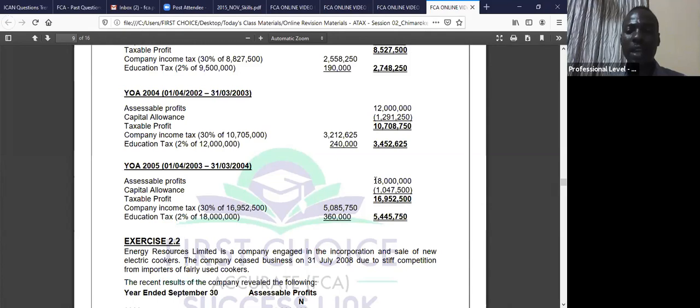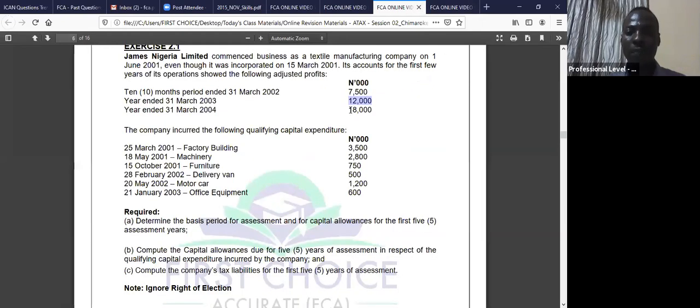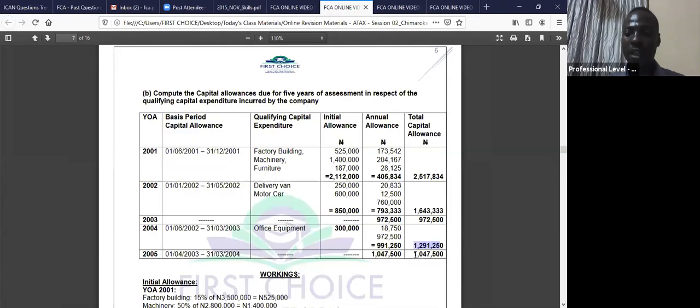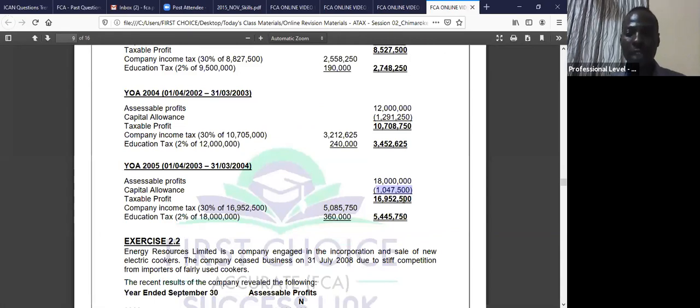So your profit here is 18 million as we got from here. It's 2005, any account ended in March 31st, 2004. Preceding year basis, this one year, preceding year basis. So we use that. Then your capital allowance is this figure here, which we've calculated. So when you put it down there, you less it, you have your taxable profit. From here, you look for your tax. And from this upper one here, you look for your education tax. So that's fine.